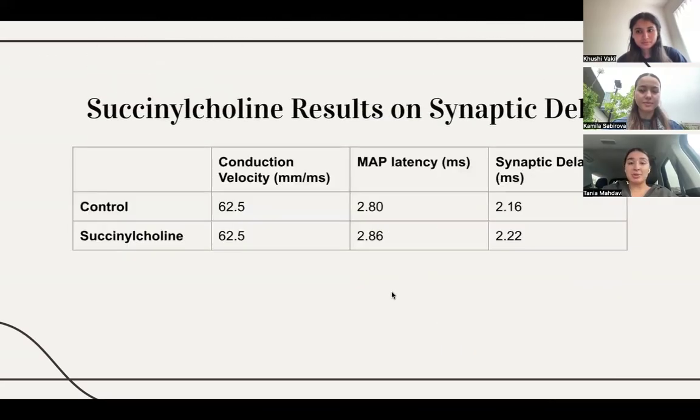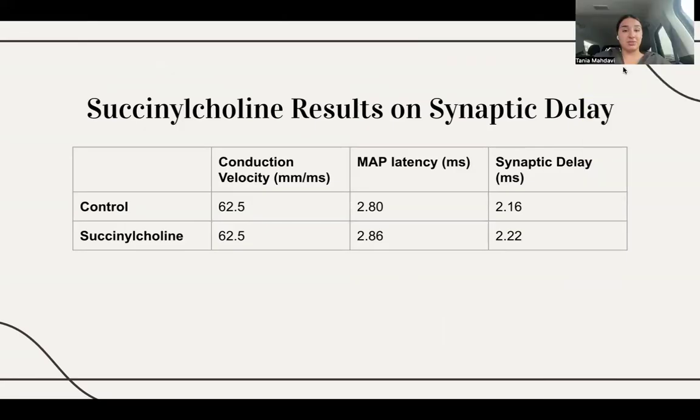And then this table displays the conduction velocity, MAP latency, and synaptic delay of both the control and when the drug was added onto the muscle of the frog. The conduction velocity, MAP latencies, and synaptic delay remain roughly the same between the control and drug applications. Because of this, it can be concluded that succinylcholine does not have a direct effect on these three variables, since the change is not significant and can be due to experimental factors rather than the drug itself.